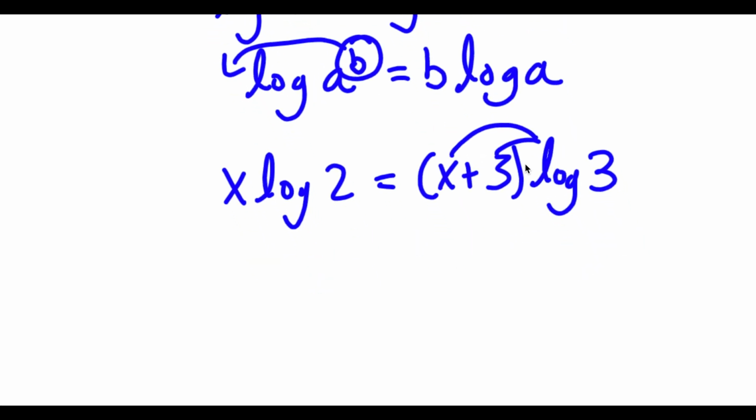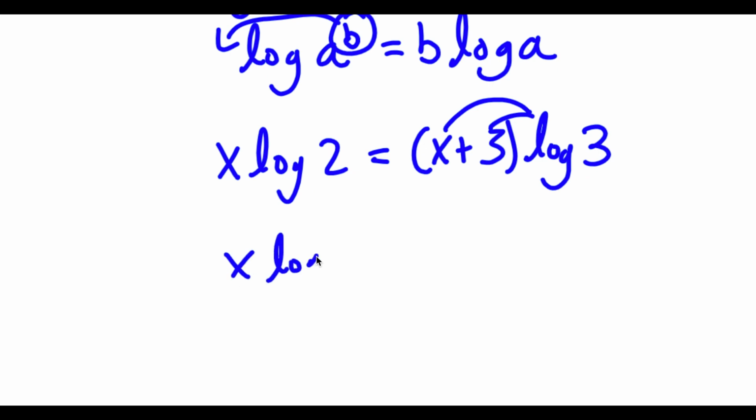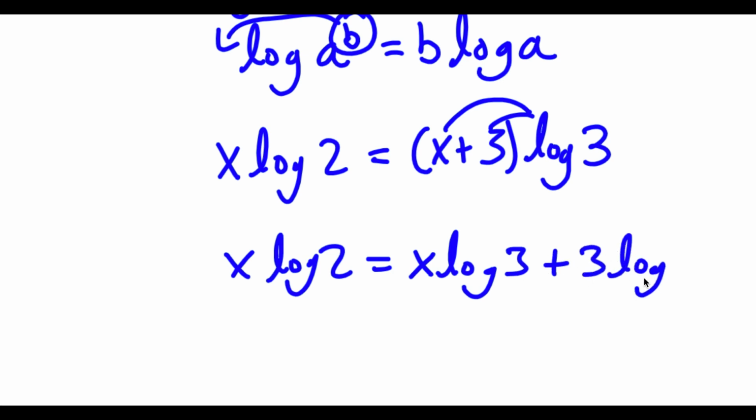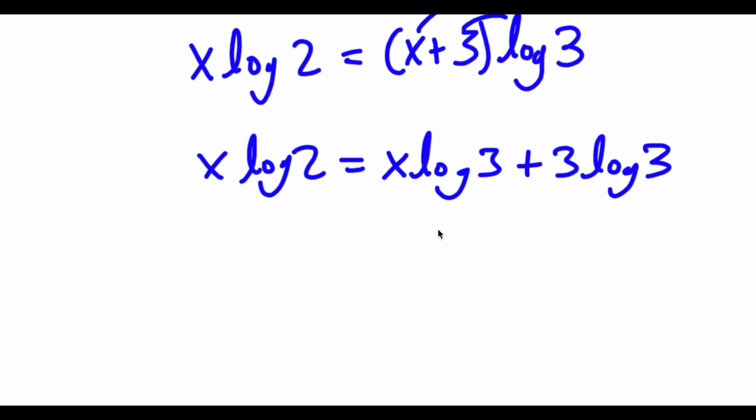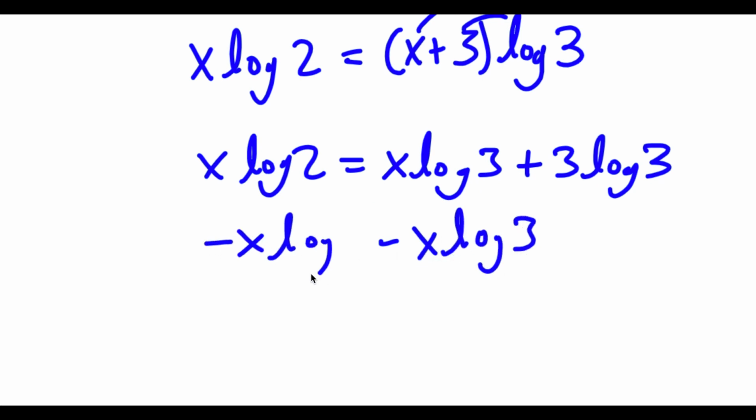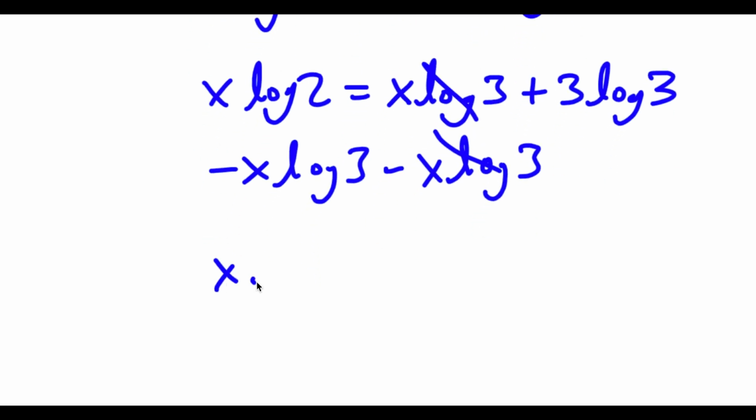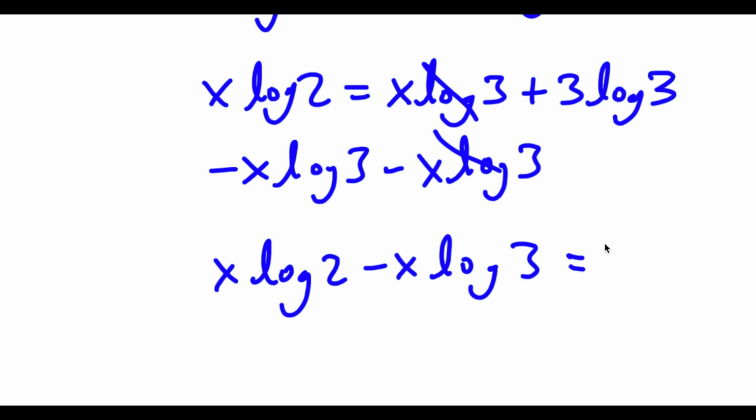Now if I distribute log 3, I get x times log 2 is equal to x log 3 plus 3 log 3. Now I'm going to subtract x times log 3 on both sides. So these two cancel out and I get x log 2 minus x log 3 is equal to 3 log 3.